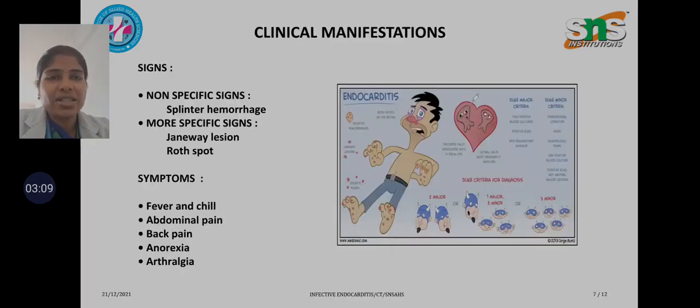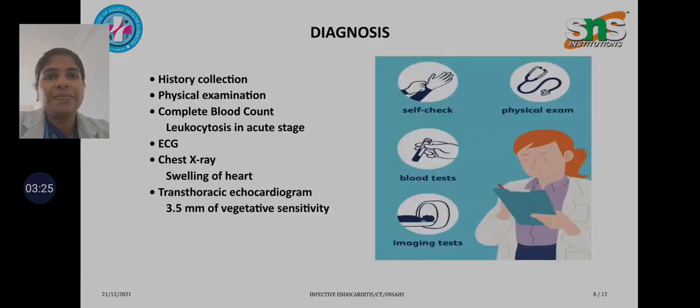Clinical manifestations are signs and symptoms. Signs that are non-specific include splinter hemorrhage, and more specific signs are Janeway lesions and Roth spots. Symptoms again include fever, chills, abdominal pain, back pain, anorexia and arthralgia.